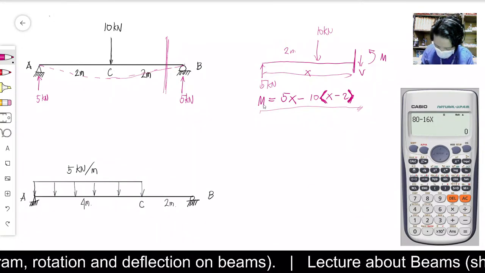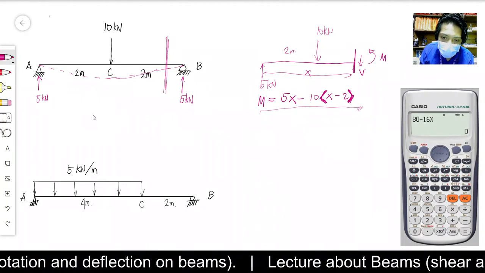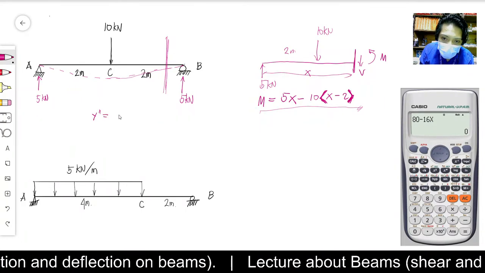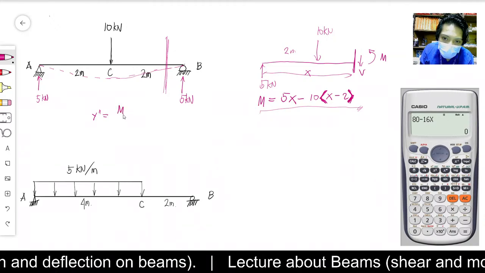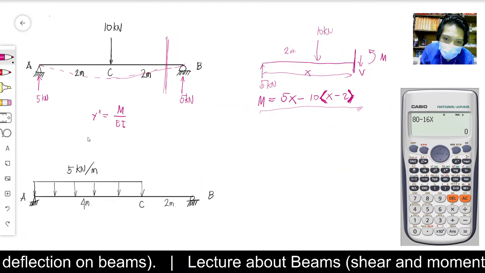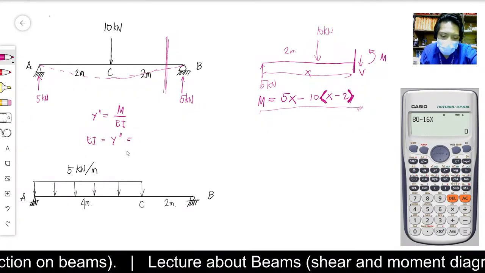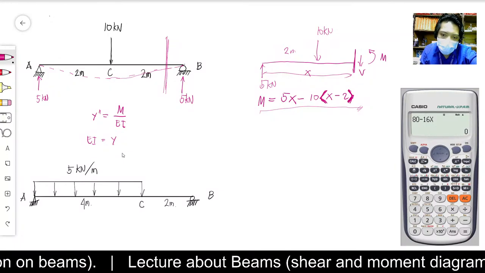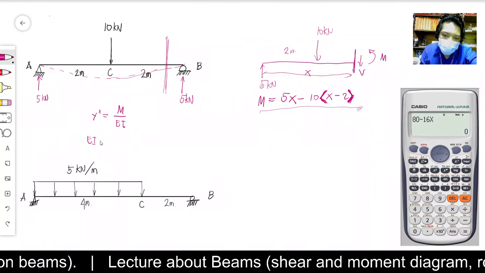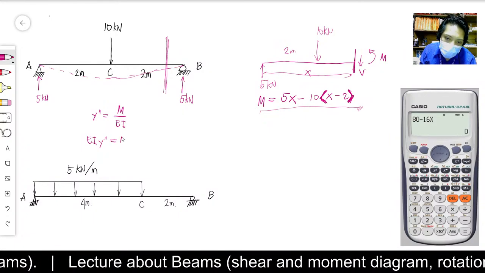Now next, the moment equation from earlier: you have y double prime is equal to the moment over EI. Or we can write this as EI y double prime is equal to M.